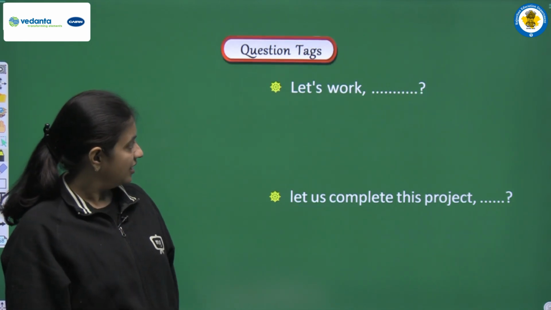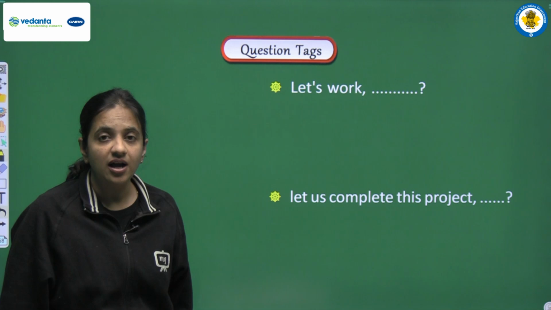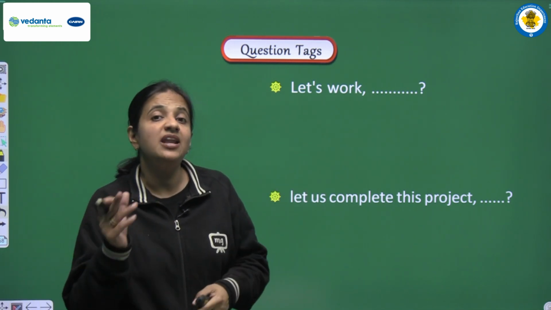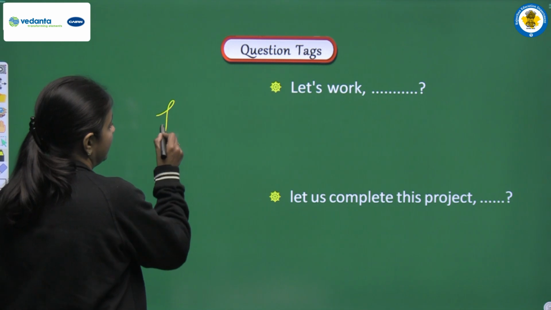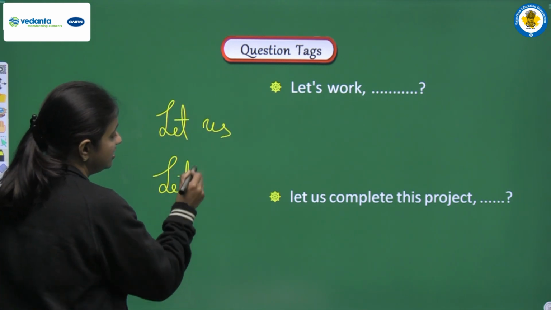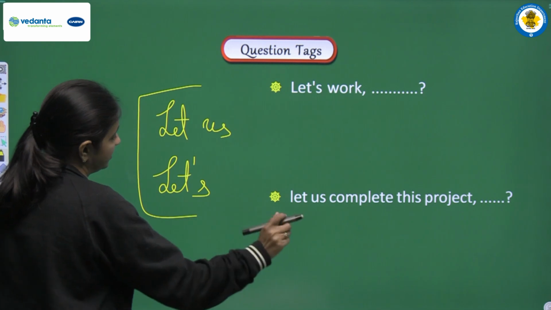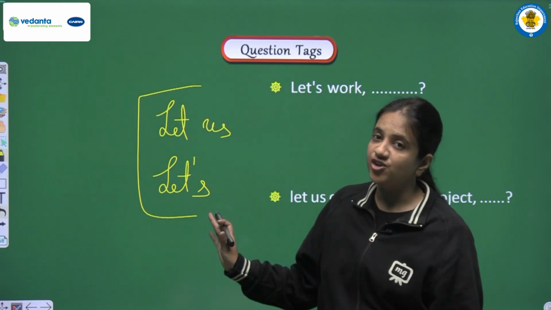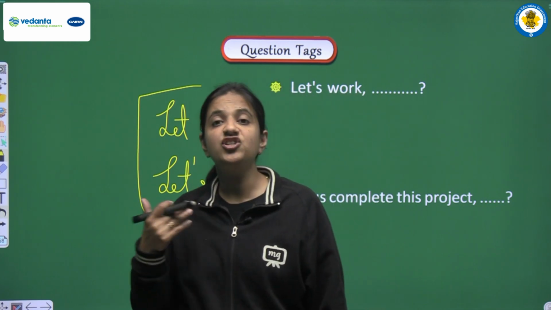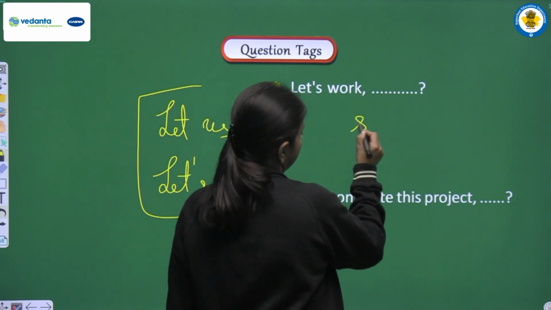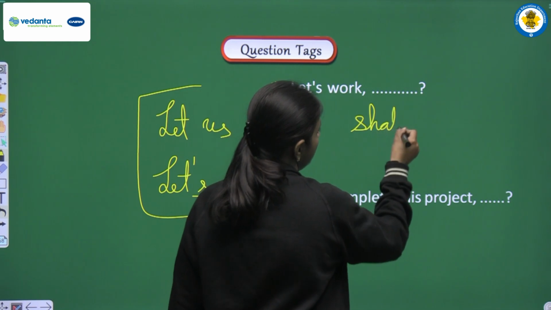Okay. Next is let's work hard. Yes, let's is the same as let us. It can be written like this, let us, and it can be written like this, let's. Both mean exactly the same. If we have either of these words, then the question tag will be the same, that is shall we. So now we have let's work hard, and again our question tag will be shall we.